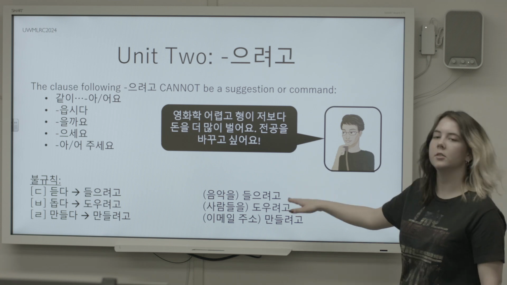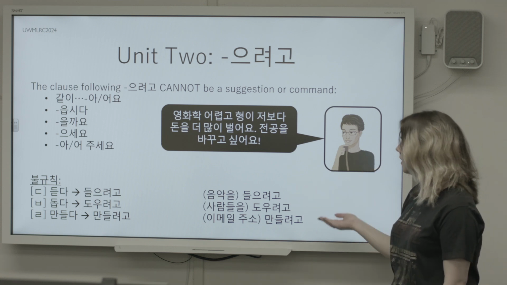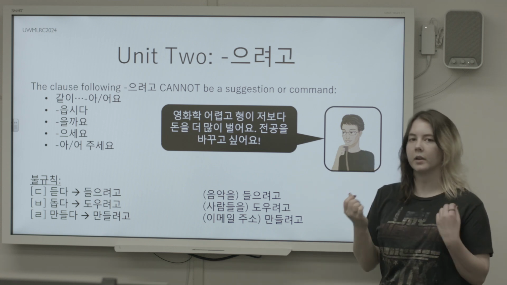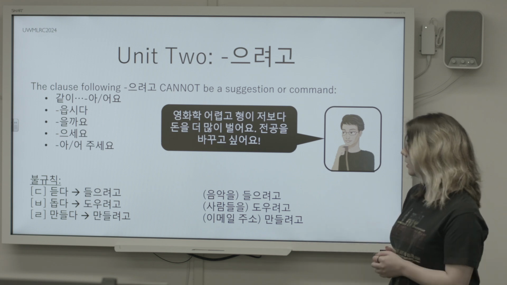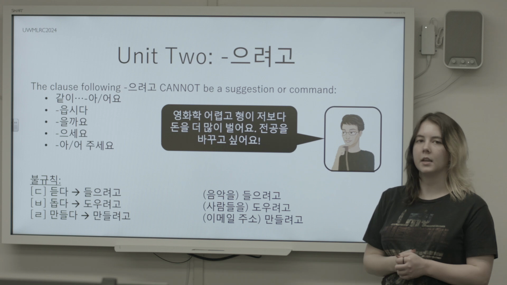So 음악을 들으려고, in order to listen to music. 사람들을 도우려고, in order to help people. 이메일 주소를 만들려고 해요, in order to create an email address.